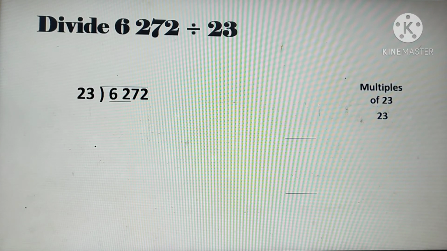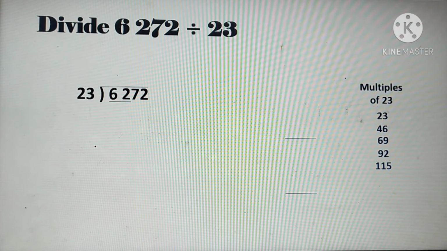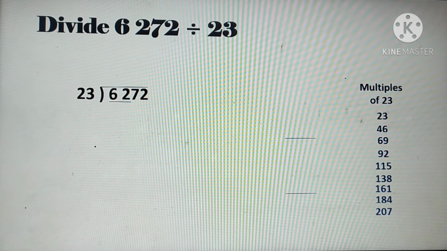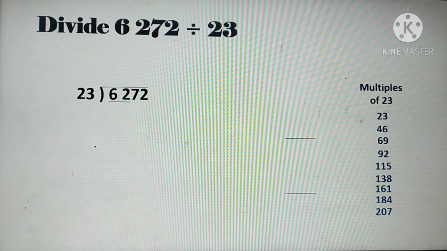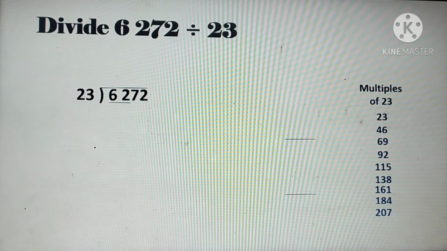So 23 times 1 is 23, 23 times 2 is 46, times 3 is 69, times 4 is 92, times 5 is 115, times 6 we have 138, 23 times 7 is 161, 23 times 8 is 184, 23 times 9 is 207. At least you will have 9 multiples of our divisor. Okay, so let's proceed now.